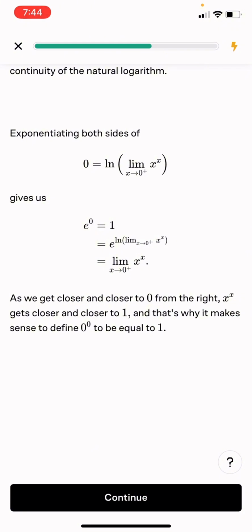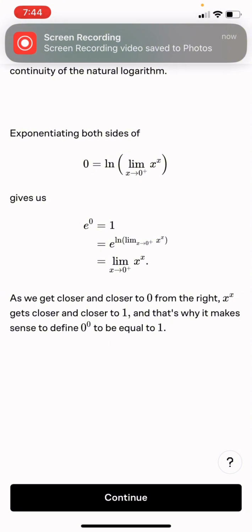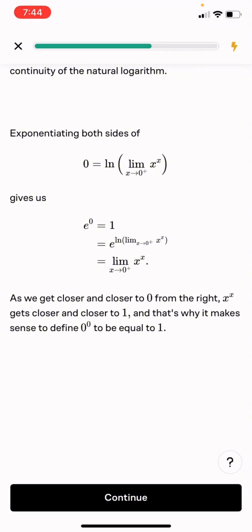Exponentiating both sides of 0 equals ln of the limit of x to the x as x goes to 0 gives us e to the 0, which equals 1, which equals the limit in the equation above, technically. Which would simplify to the limit as x goes to 0 from the right of x to the x equals 1. As we get closer and closer to 0 from the right, x to the x gets closer and closer to 1, and that's why it makes sense to define 0 to the 0 to be equal to 1.